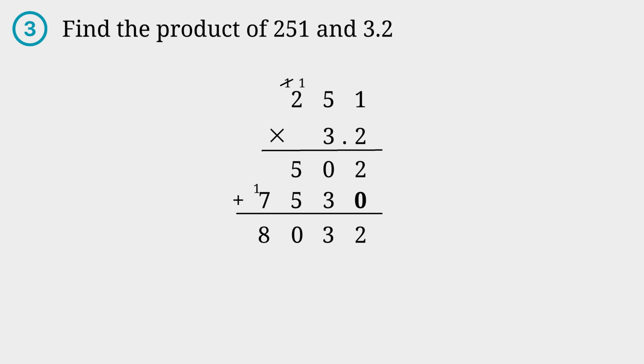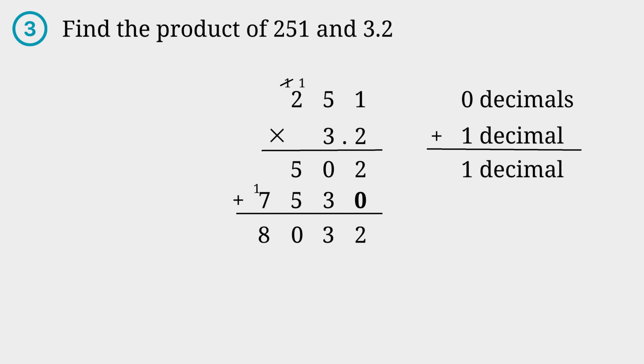This might look like your final answer, but remember, we are working with decimals. To see where the decimal should go, look at how many decimals your original two values have. 251 has 0 decimals and 3.2 has 1 decimal. Add 0 and 1 together, and now you can see that you only need one digit as a decimal. So your final answer is 803.2.